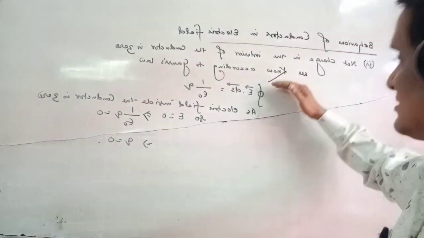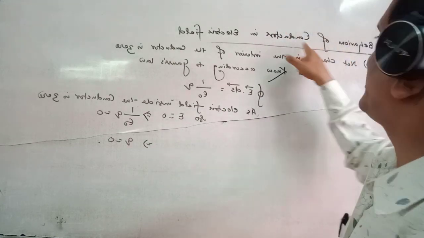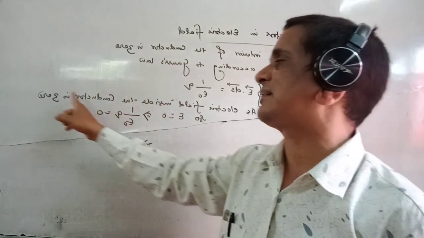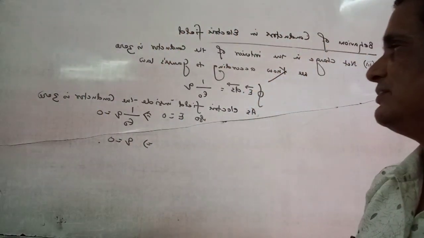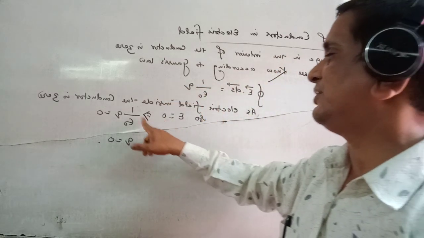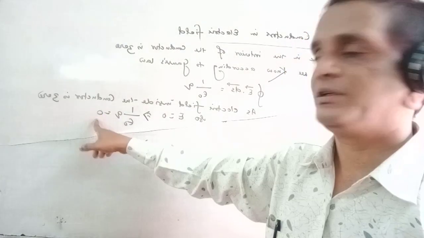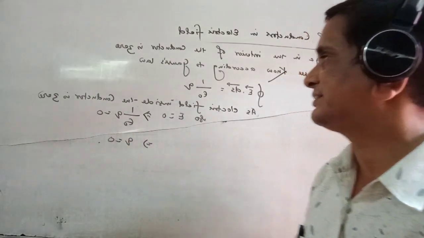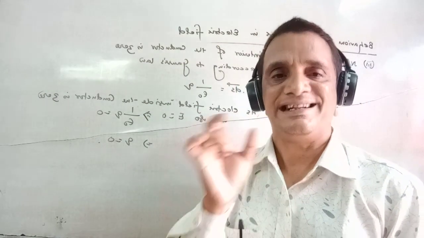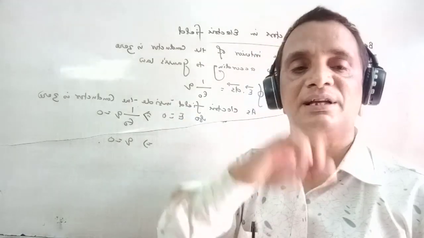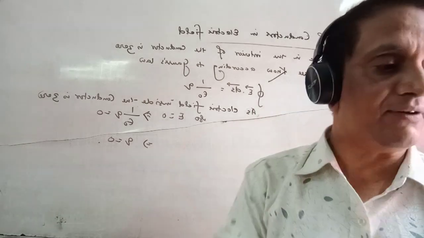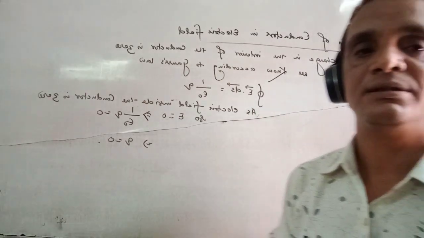And from the first point of the behavior of a conductor in an electric field, we know that the electric field inside a conductor is 0. What does it mean? E is 0. Is it clear? If E is 0, what does it mean? 1 by epsilon into Q is equal to 0. It means Q is equal to 0. From there, what can we say? When a conductor is placed in an electric field, the net charge in the interior of the conductor, that means the total charge, is always 0.